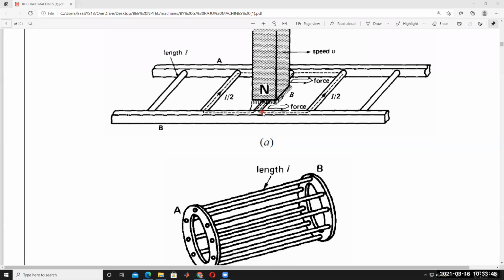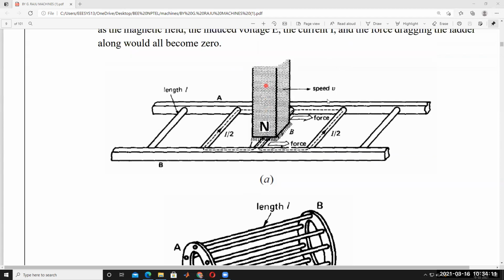A current conductor placed in a stationary magnetic field, compulsorily, there must be a relative speed between these two. Then only is EMF induced in the rotor conductor. There must be a relative speed between the stator rotating magnetic field and the rotor. Then only is EMF induced and current developed, and because of that current, force is developed, and the force acts in the same direction as the stator rotating magnetic field.